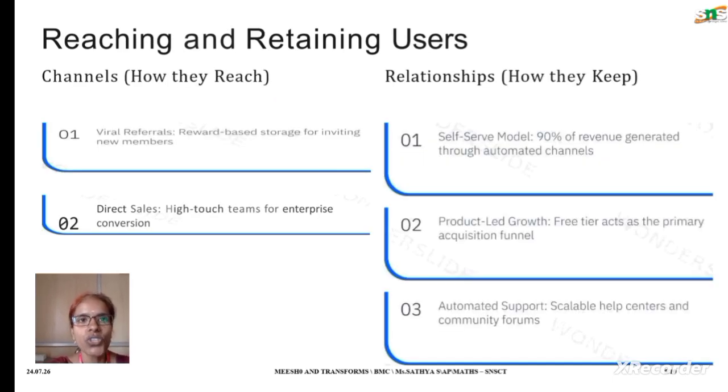The next thing is reaching and retaining the users. The first one is viral referrals. Here we reward users with bonus storage for inviting new members. The second thing is direct sales, which is high-touch for enterprise conversion. The next one is relationships. Here we have the self-serve model, with 90% of revenue generated through automated channels. The next thing is product-led growth: the free tier acts as the primary acquisition funnel. The third thing is automated support, with scalable help centers and community forums.